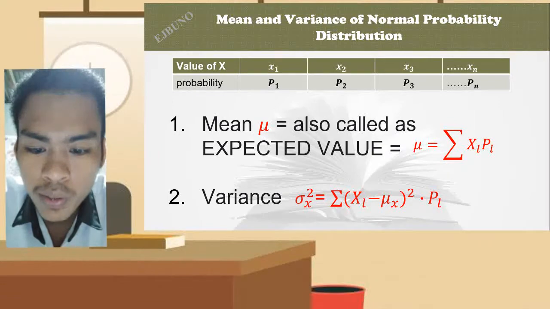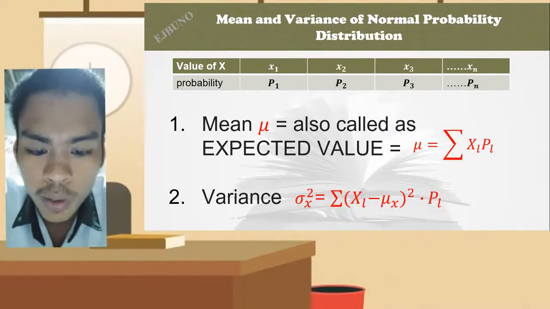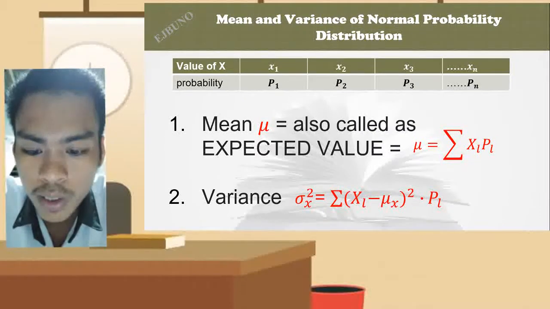Look at the table. It shows a sample value of x and the probability, wherein the values of x are x sub 1, x sub 2, x sub 3 up to x sub n, and the probabilities are p sub 1, p sub 2, p sub 3 up to p sub n. The mean is also called the expected value, wherein the mean is equal to the summation of every value of x times its probability.